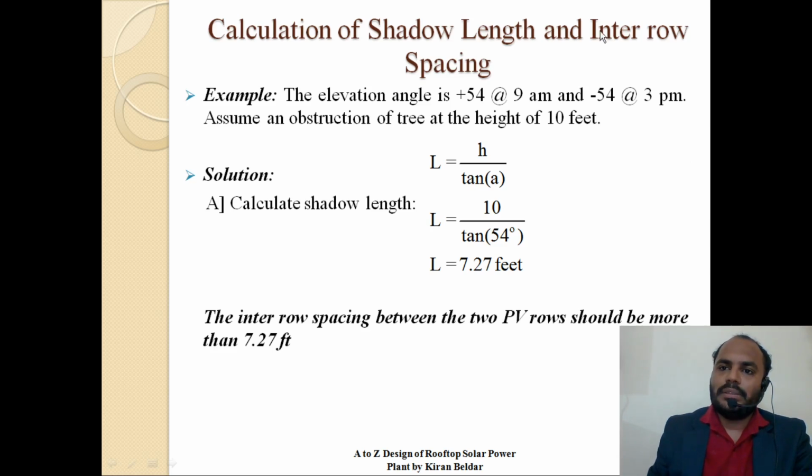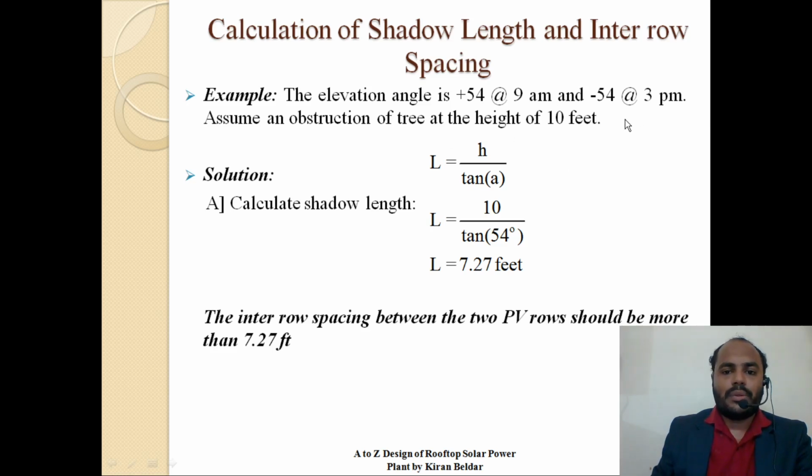Calculation of shadow length and inter-row spacing. There is one simple formula. Example: the elevation angle is plus 54 at 9 am and minus 54 at 3 pm. Assume an obstruction of a tree at a height of 10 feet. Let's say we are mounting a solar panel and there is an obstruction of a tree. The altitude angle is 54 at 9 am and minus 54 at 3 pm, and the height of the tree is given as 10 feet.